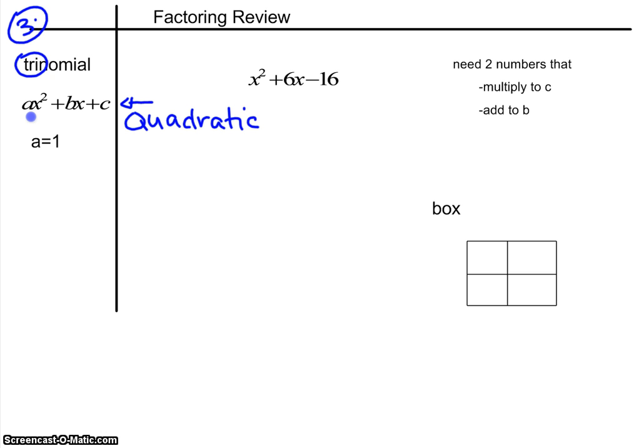Okay. So something in the form ax squared plus bx plus c. We're not talking about other trinomials or just random trinomials. They need to be these quadratic trinomials. And the first thing we'll look at is what happens when a is 1.